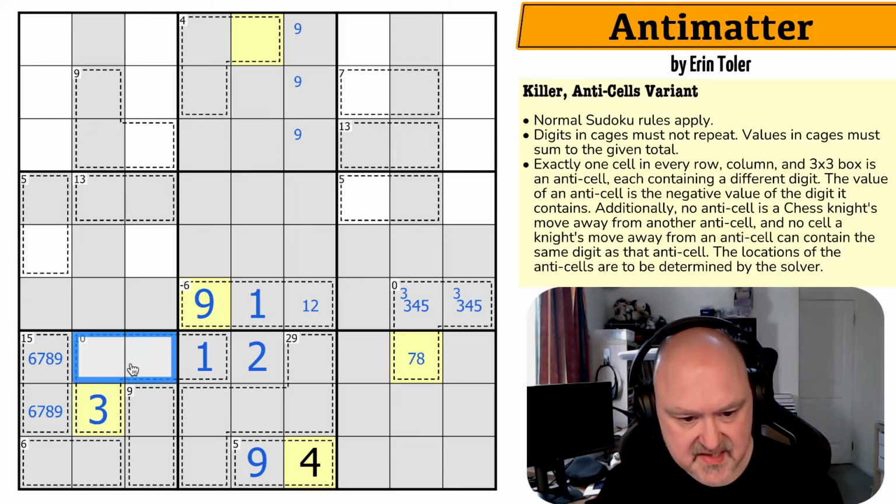So these need to sum to 12. Well, they can't be 9-3. They could be 8-4. They could be 7-5. So these are 8-4 or 7-5. Either way, there's a virtual 7-8 pair there.